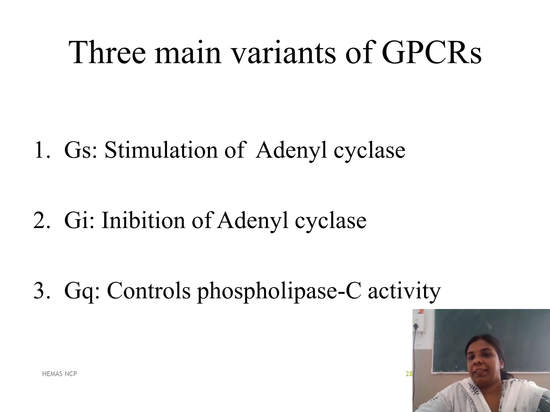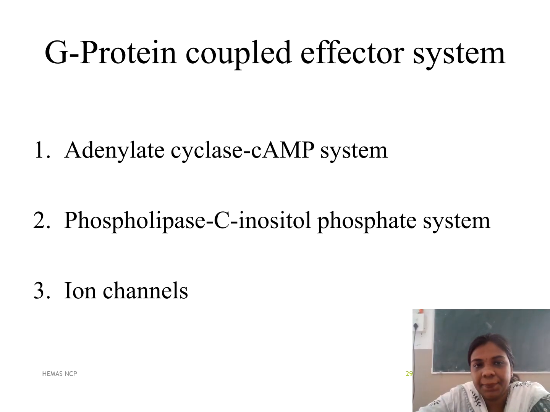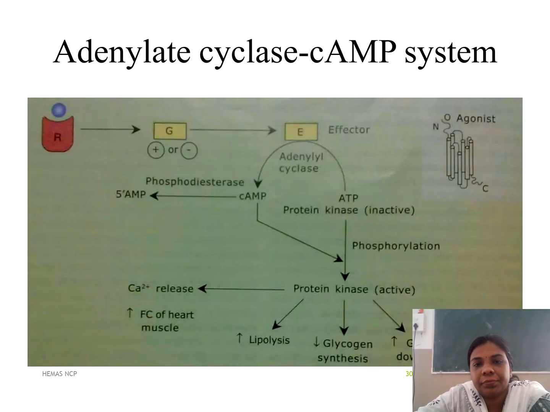So there are three main variants of GPCRs. Gs means stimulation of adenyl cyclase. Gi means inhibition of adenyl cyclase. Gq means control of phospholipase C activation. And the G protein coupled effector systems are the adenyl cyclase cAMP system, the phospholipase C inositol phosphate system, and ion channels.